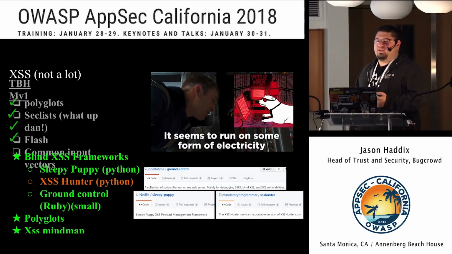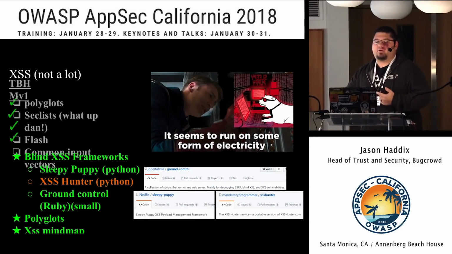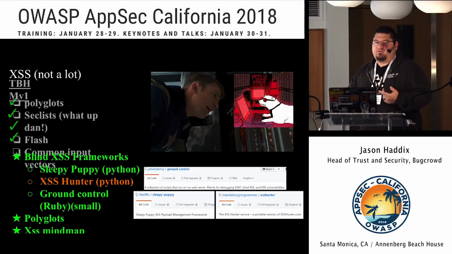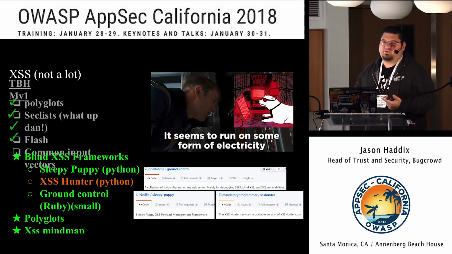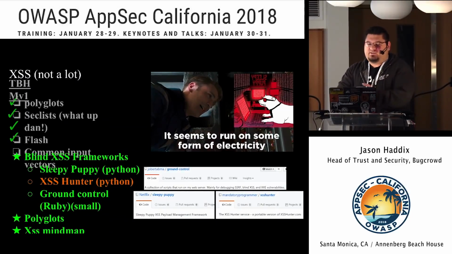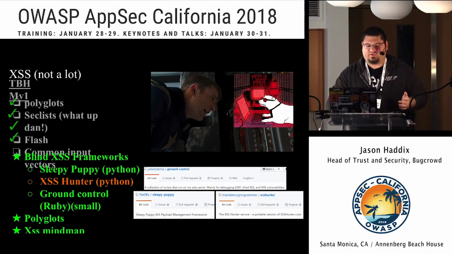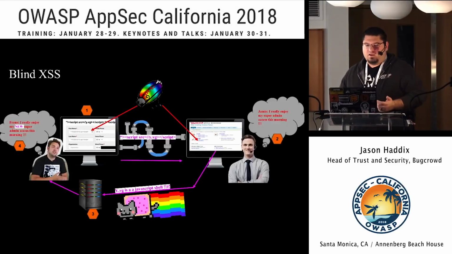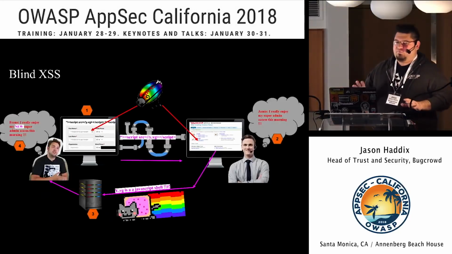There are also some things called polyglots, which have come around, which are basically identifying cross-site scripting using one string that will execute in multiple contexts, which helps you quickly identify some versions of cross-site scripting. And there are just some other resources here. So this is the idea of blind cross-site scripting.